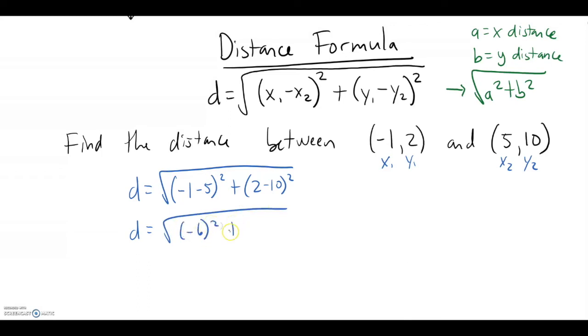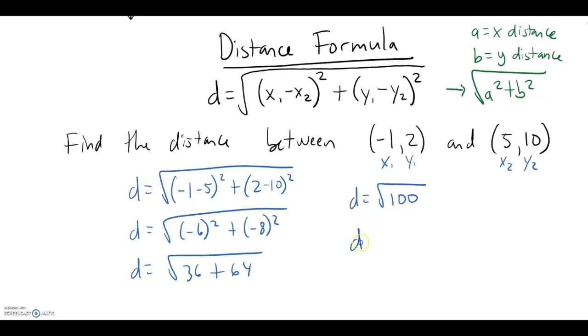This will become -6 squared plus -8 squared, or 36 plus 64, still under that square root. And our distance will be the square root of 100, which is just the number 10. Drawing these 2 points, they would be exactly 10 units apart.